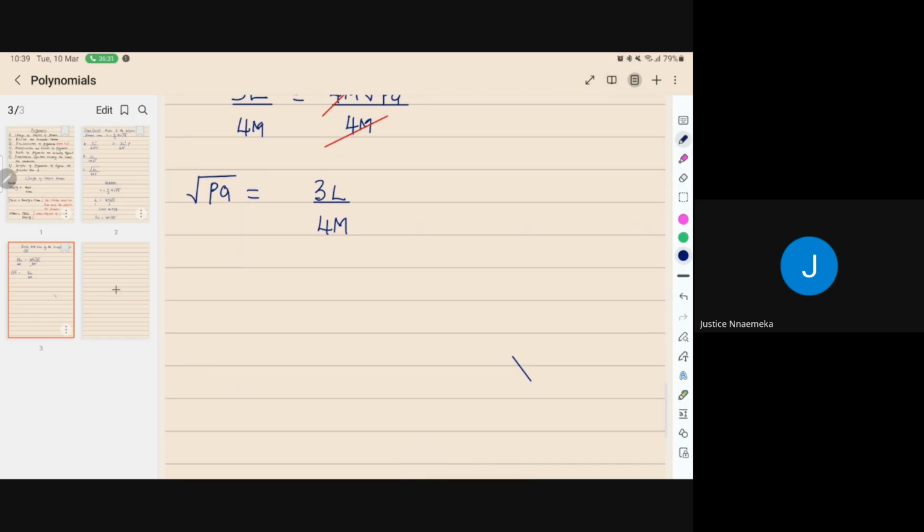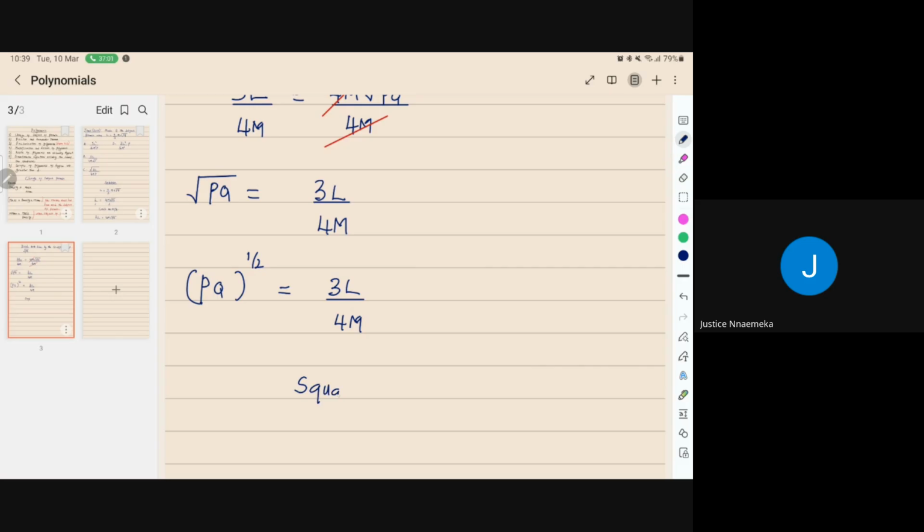And because of that, I'm going to take the square of both sides, because from your indices, square root of PQ is the same thing as saying PQ to the power of what? 1 over 2. It's equal to, and thank God we've done indices, nobody will tell me that he or she is confused about this. So this is 3L all over what? 4M. Because I want to remove this 1 over 2, I'm going to square both sides.